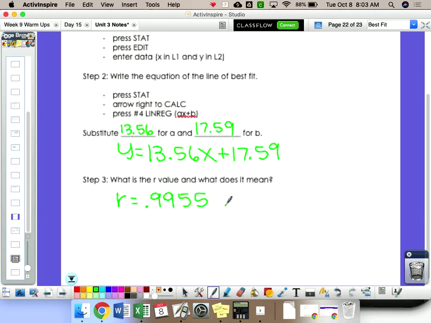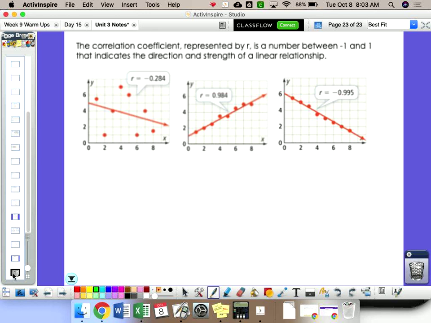So if I look at these graphs below on my packet, it tells me my different types of R. If I have an R that is closer to 0, I have a weak correlation. So if you look at this first graph, this is my line of best fit, and my data is kind of all over the place. So that weak correlation tells you that your line of best fit is not very close to your data. The closer your R is to 1, so like a 0.9, that tells you that your line of best fit is very close to your data.